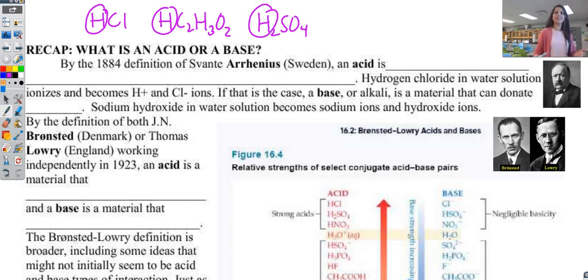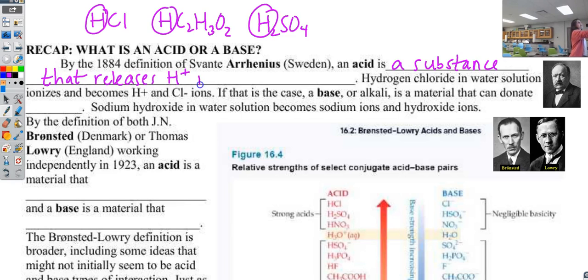So it's got to have this H, but it's not only that. It's not that it has the hydrogen ion. It's that when you put it in water, it's going to release hydrogen ions. So by the 1884 definition, which is this gentleman over here, Svante Arrhenius, an acid is a substance that releases hydrogen ions, H+ ions, in solution.